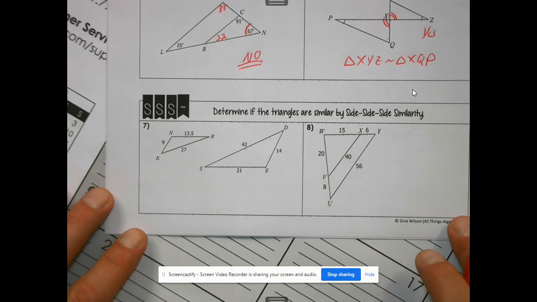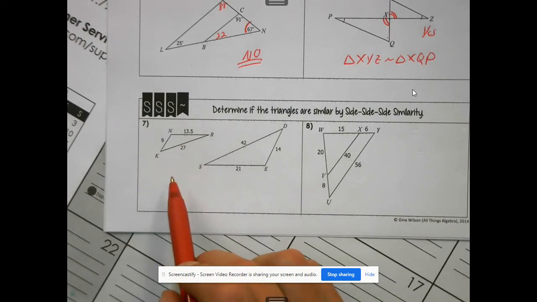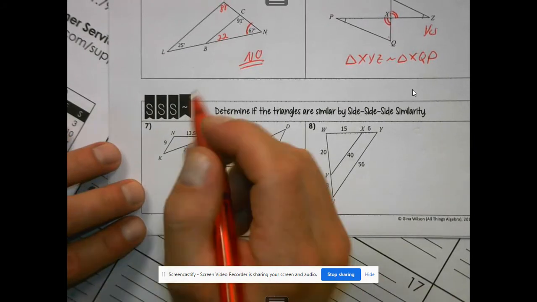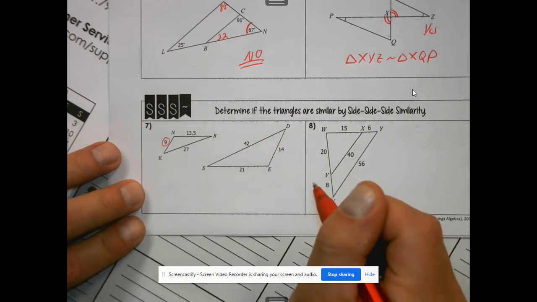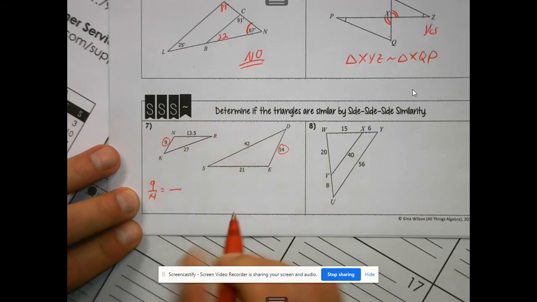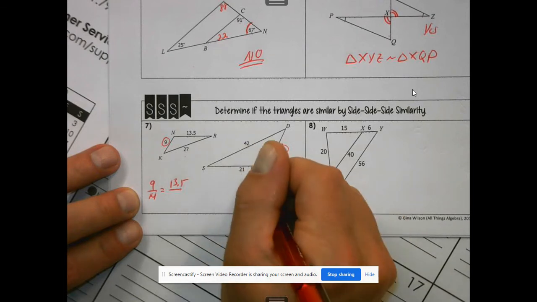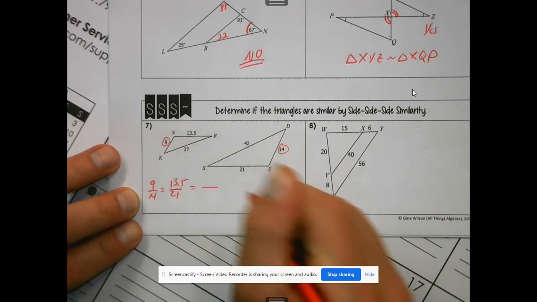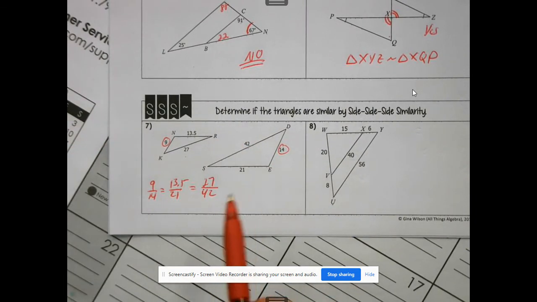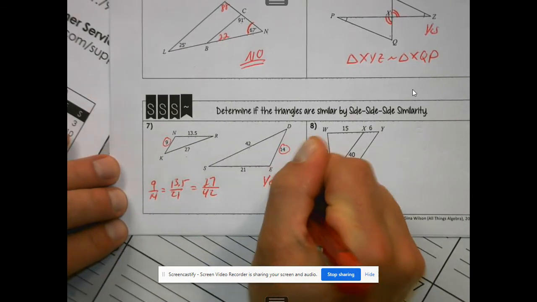All right, side, side, side. So remember, match up small to small, medium to medium, large to large. Reduce or divide all 3 ratios and see if they come out to be the same number. Small on left is 9, small on right is 14. Medium on left is 13.5. Medium on right is 21. Big on left is 27. Big on right is 42. If you type all 3 of these division problems into your calculator, it comes out to be the same. So this is a yes.